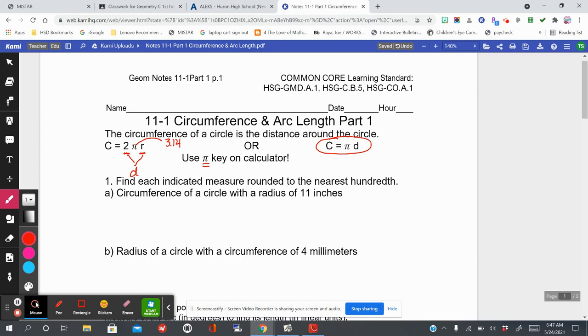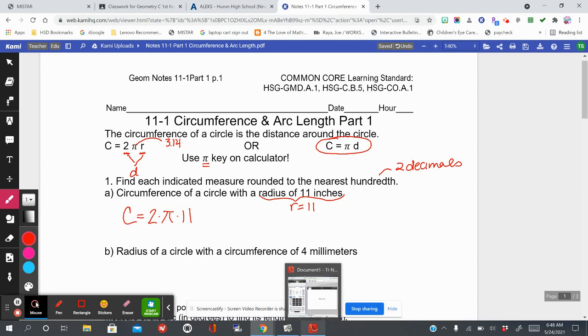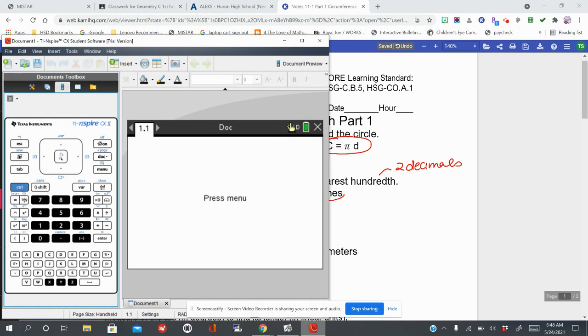All right, so let's do an example using that. Find the indicated measure rounded to the nearest hundredth, so that's 2 decimals. The circumference of a circle with a radius of 11. So that means the r in the circumference formula is 11. Since they gave us r, we might as well use circumference equals 2 times pi times 11. It says to round the decimal, so it doesn't say leave it in terms of pi. If it said leave it in terms of pi, you would just say 22 pi. But since it doesn't, we're going to type this in.